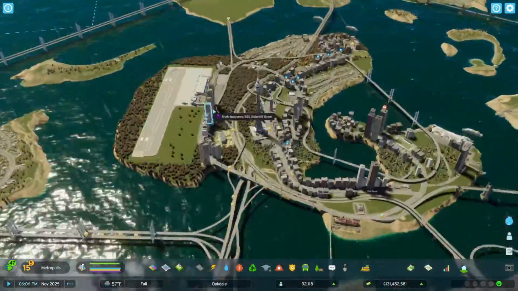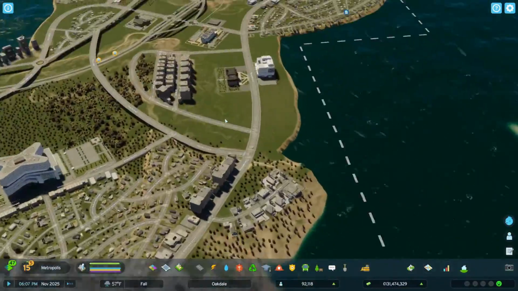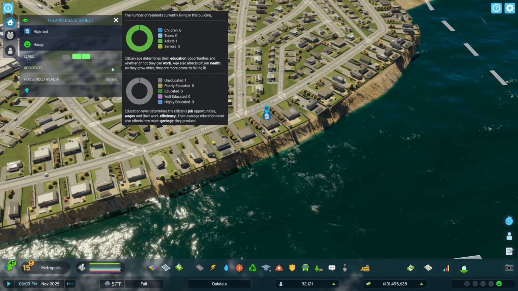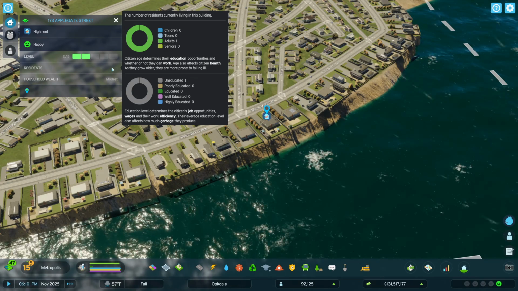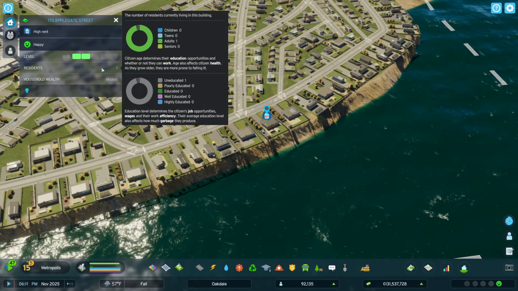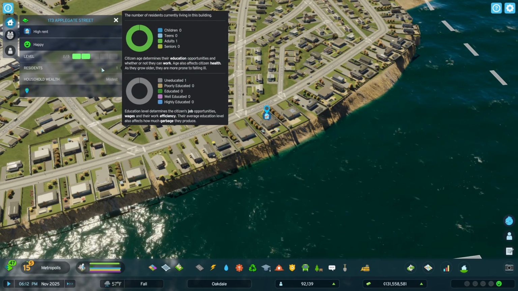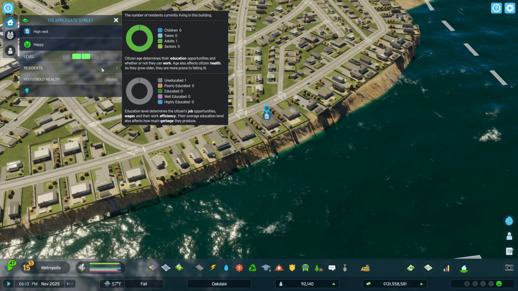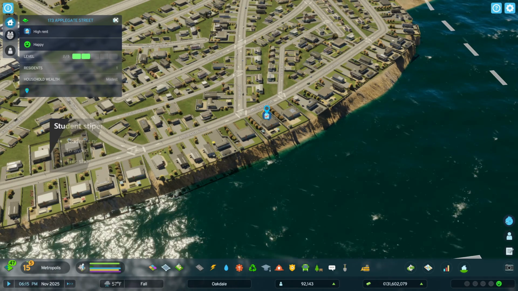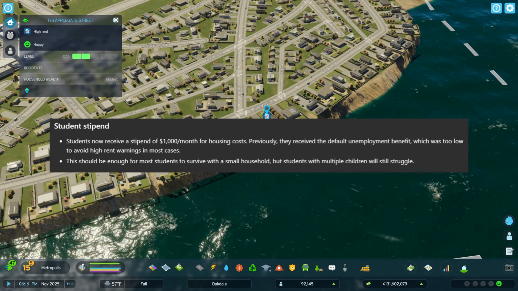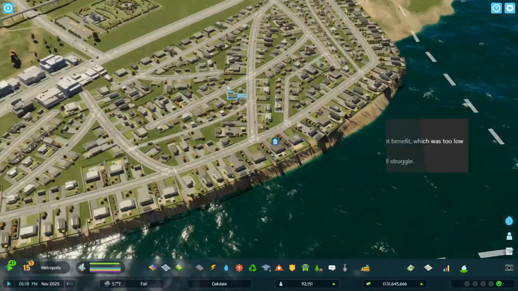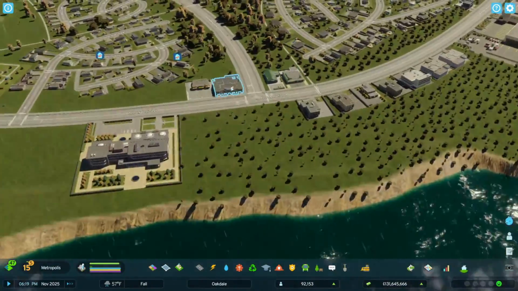As well, with areas that are going to be by colleges and such, where we go in and grab a high rent building, we can look at this. There's an adult and they're uneducated, so they're probably going for some sort of education. Household wealth is modest, and we're getting this notification for high rent. Now the student stipend, which is what happens whenever you go to school and you get paid money from the government, which would be the economy paying out to these people, they now receive $1,000 a month for housing costs, while previously they were only getting the unemployment benefits that the game gave out, which was way too low to make sure that they could pay for everything.